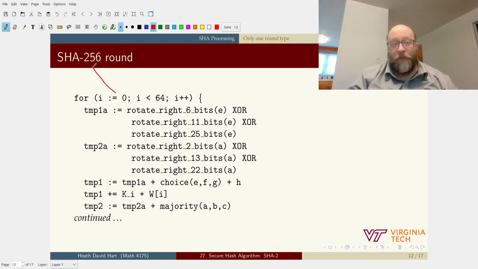And then in 256-bit mode, we're going to loop through all 64 rounds. We're going to generate some temp values. Temp 1A involves a lot of rotations. Temp 2A involves some rotations. And then, what am I looking at here? Temp 1 uses that Temp 1A value plus some of these other values. Temp 2A is being used here.